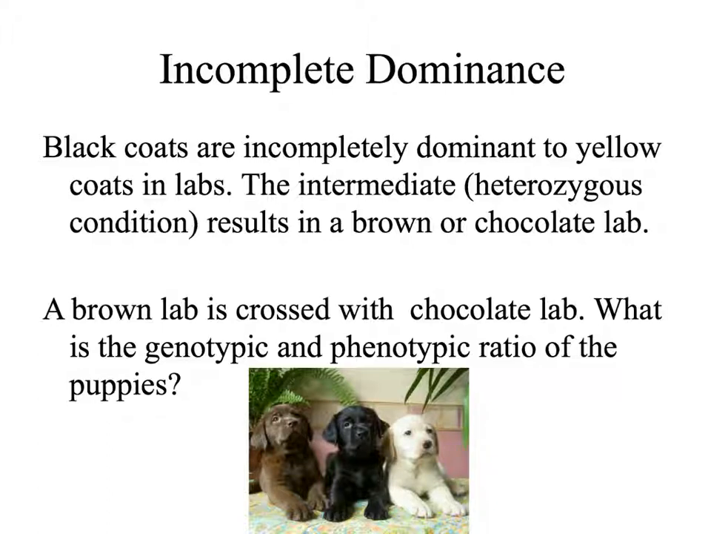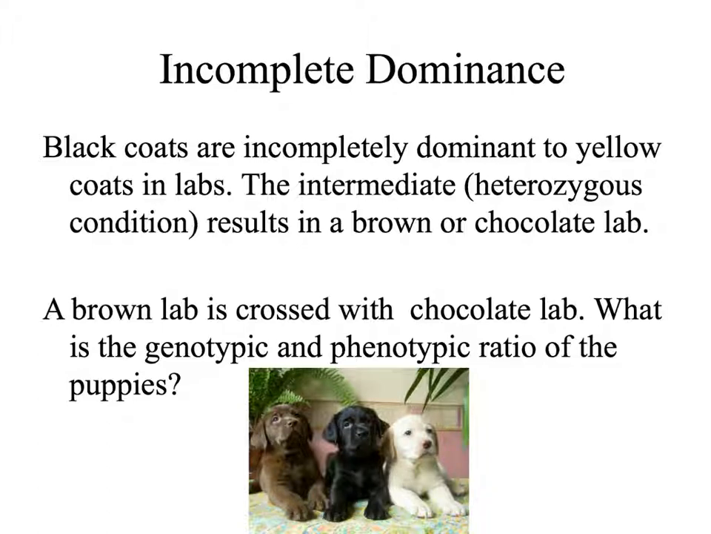So we see this is incomplete dominance because the dominant allele, the black coat, is not completely masking the yellow coat or lack of pigmentation that we see in the homozygous recessive. This results in sort of a blending of the two colors and gives us the chocolate or brown colored lab.